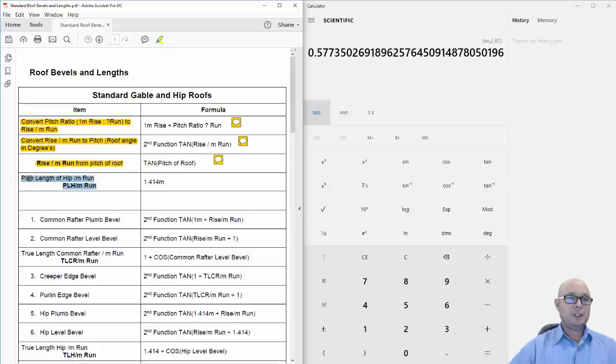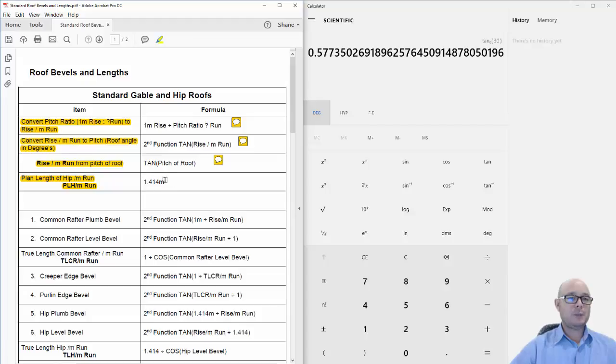The next thing we see on the items list is the plan length of hip per metre run. What that means is the length of the hip in plan view, for every 1 metre of run. We don't actually have to work that out, although I've already worked it out for you, because it's a handy number to remember: a standard hip is at 45 degrees to the wall plate. So for every metre of run, the plan length of that hip will be 1.414.